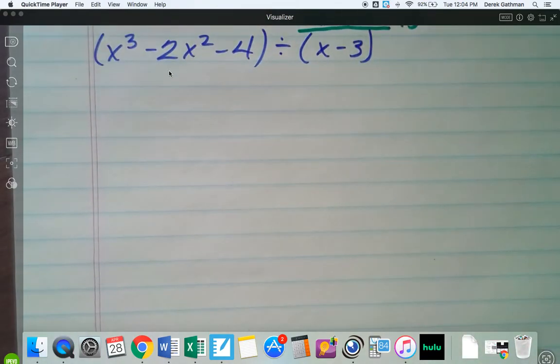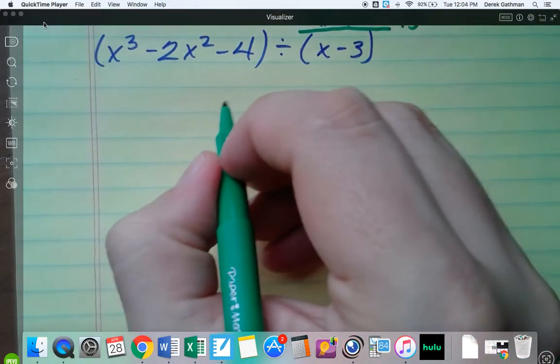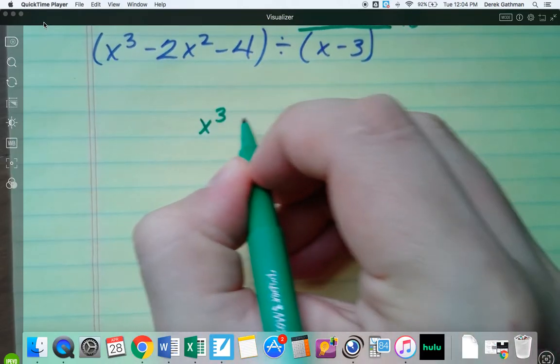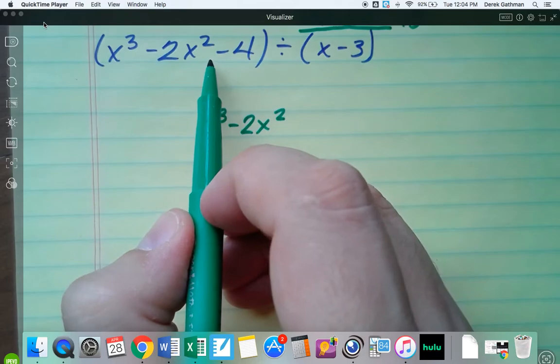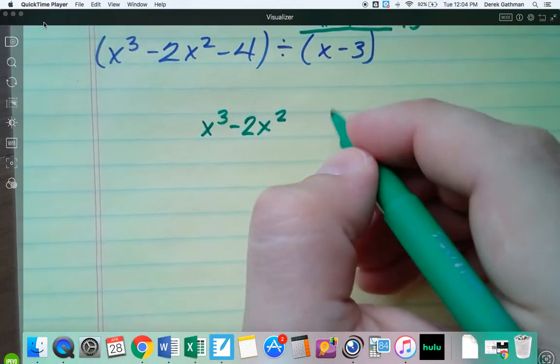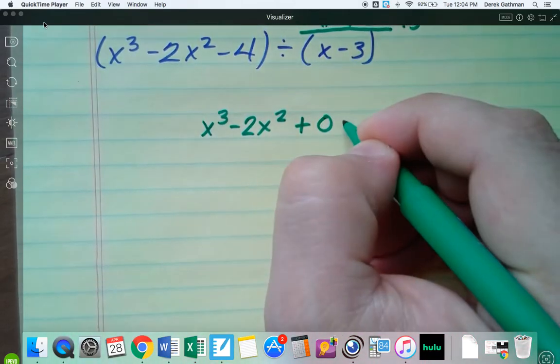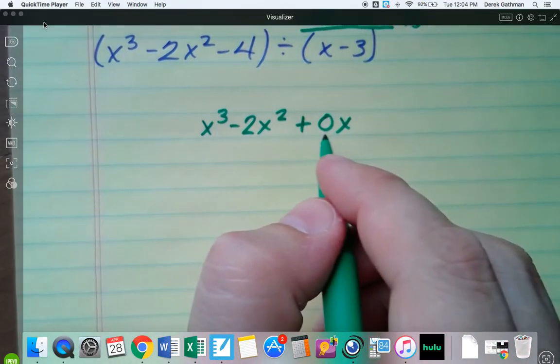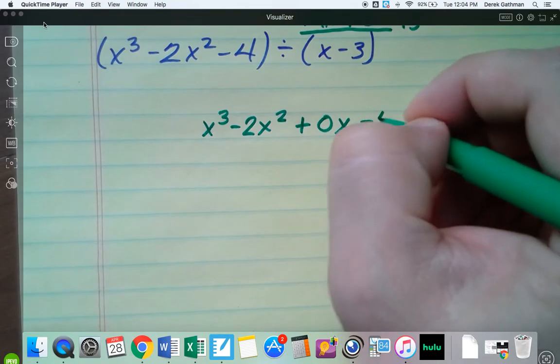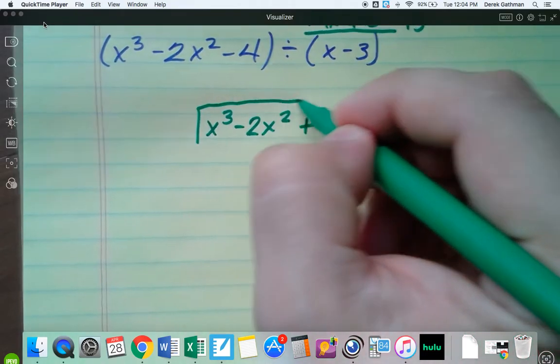I've got x cubed minus 2x squared minus 4 divided by x minus 3. So I'm going to write that out. And if you notice in your dividend, I'm missing a term there. I'm going to put that in there with a 0. So I'm going to put plus 0x. I didn't have an x term there. That'll help as I divide. Minus 4, and then on the outside, I'm putting my divisor.